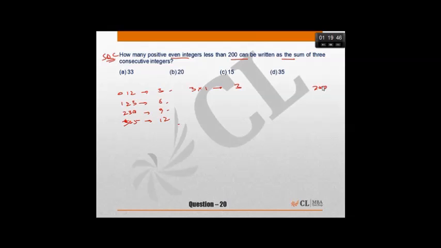So the highest multiple of 3 before 200 will be 198. Now 198 will be 65 into 3 is 195, so 3 into 66. So these are 66 numbers, but we want even numbers only. So half of them should be even and half of them should be odd. Because we are starting with 3, ending with 198, so 33. In any case, there is no choice called 34, so it's not a problem.